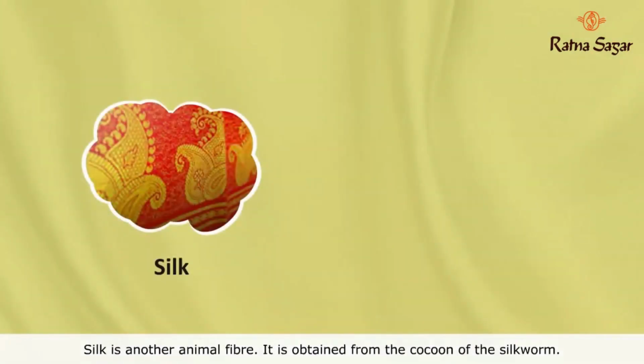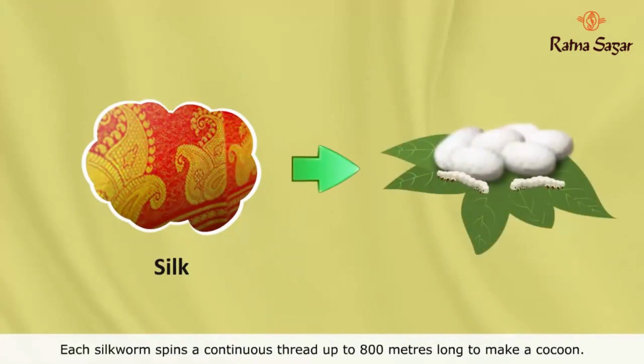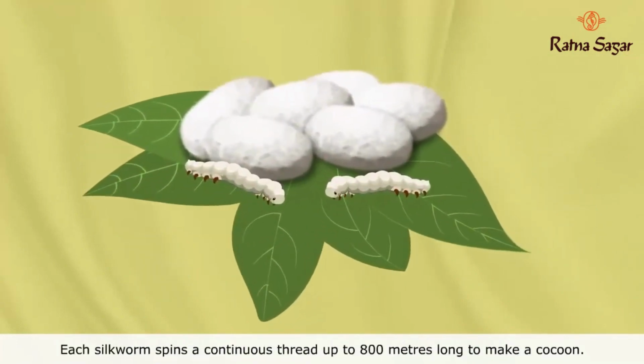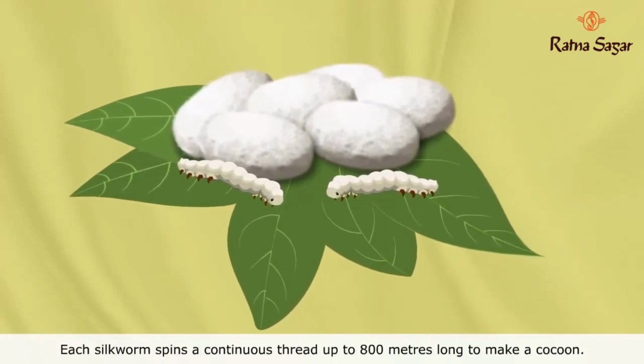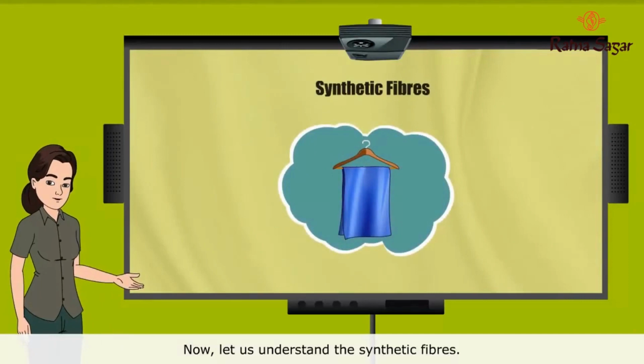Silk is another animal fiber. It is obtained from the cocoon of the silkworm. Each silkworm spins a continuous thread up to 800 meters long to make a cocoon. Now let us understand the synthetic fibers.